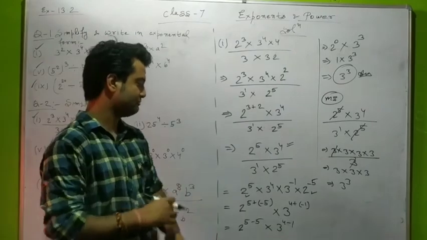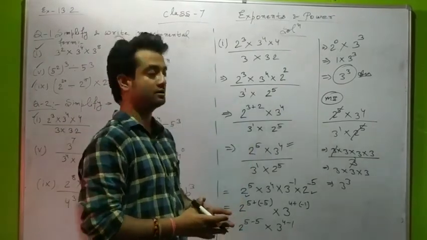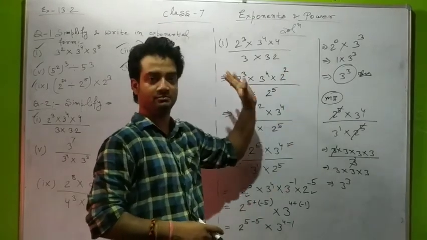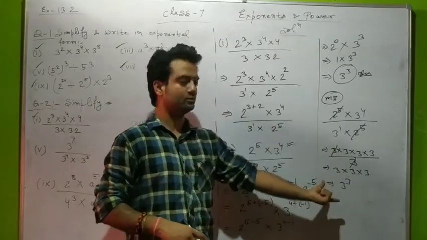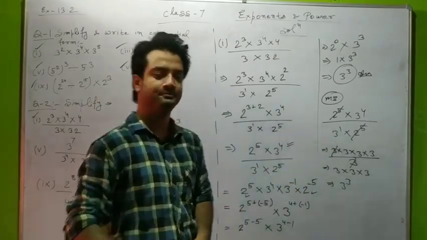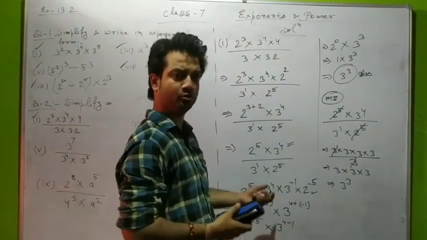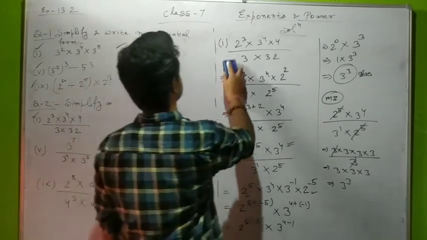But the thing you have to note is that if the question is asking you to use the properties of exponents, then you will go with the first method. If the question is asking you only to simplify, then only you can use the second method. Okay. I hope now the picture is clear. You have understood how to solve the question by both the methods. Now let's move to the third question.